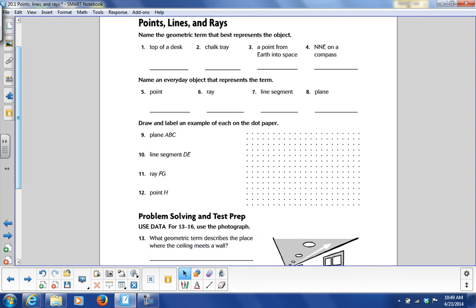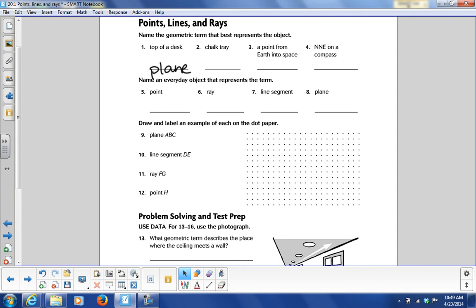Alright, so name the geometric term that best represents the object. Okay, so the top of a desk extends in all directions. It's a flat surface, so that is a plane. Alright, let's see. Chalk tray, I'll let you guess that one. It's like the tray that Miss Fernley sets her expo markers on and the erasers.